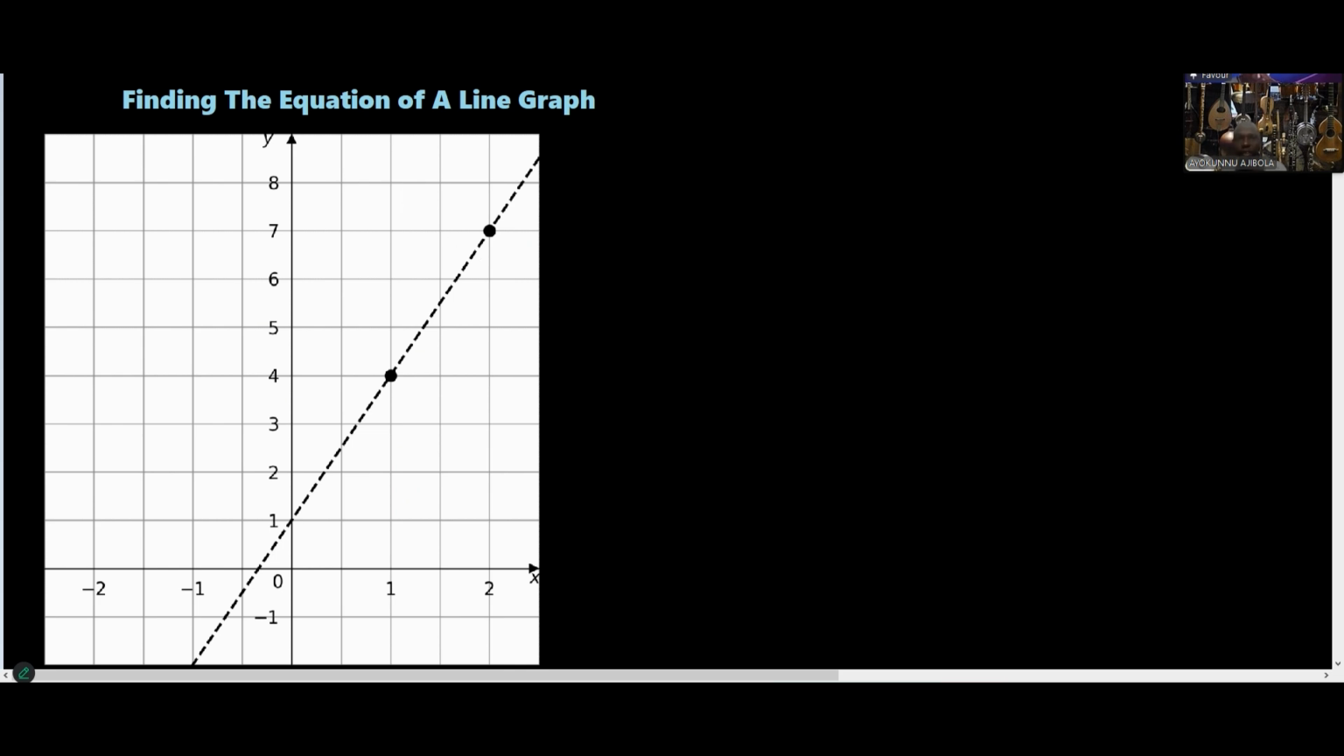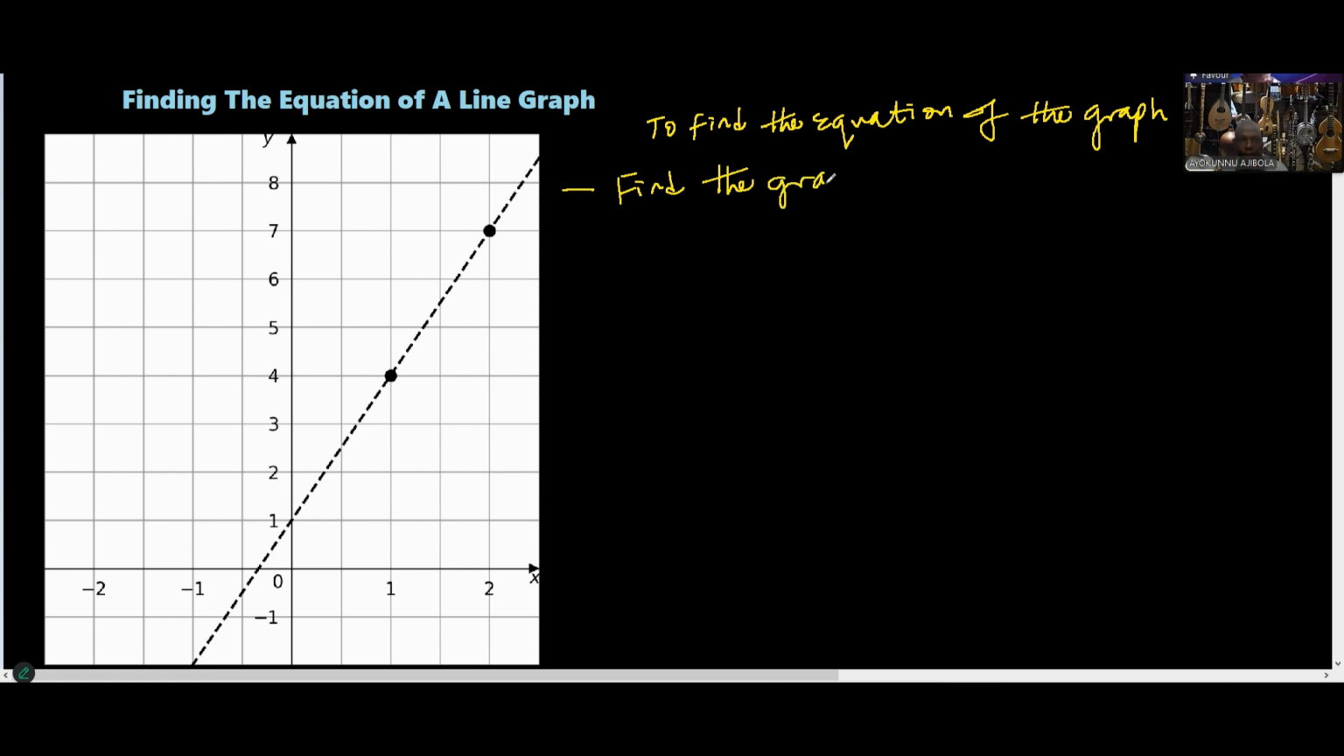Now there are some certain steps you take to find the equation of the graph. You are going to do some things. Number one, find the gradient. That is the point I want to firstly explain. Find the gradient. Now, the equation of a line is y equal to mx plus c.